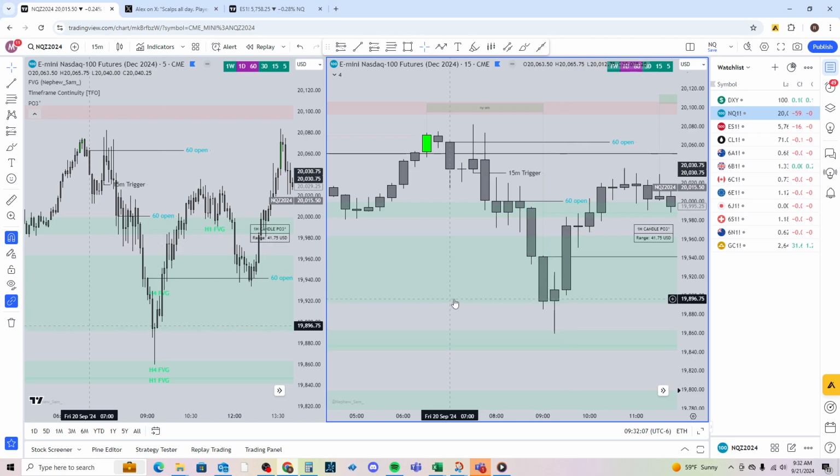Now, with my model, looking at the 5-minute over here, yes, there are reversals coming out of this 1 hour fair value gap, but you need to have context. Way below the 7:30 open. Time frame continuity at this time is red. New 60 opens here. Yeah, you could take this. You'll get stopped out.